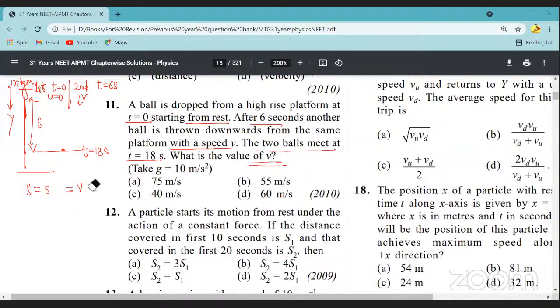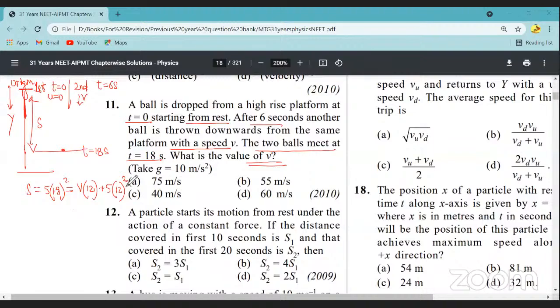We can put the value of t here. How much? t is 8 seconds. For the second ball, s = vt, where t is 12 seconds, plus half a, that is 5, into t square, that is 12 square.